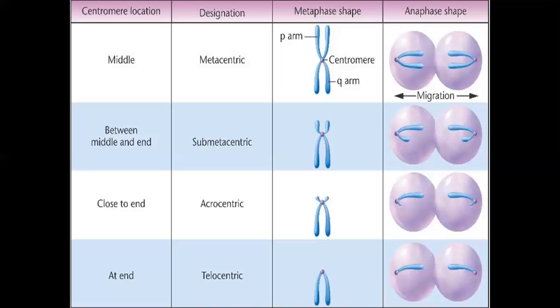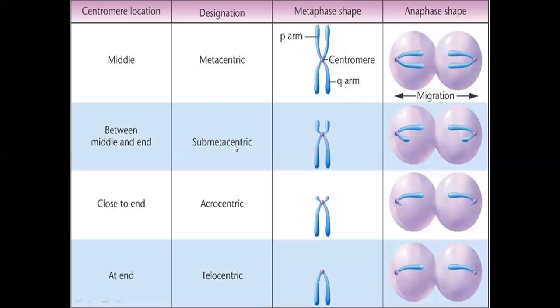In metacentric chromosomes, the centromere occurs exactly in the middle or at the center. That is, the two arms of the chromosome are equal. The P arm and the Q arm are equal in such chromosomes. And the metacentric chromosomes look V-shaped during anaphase movement. So this kind of chromosome is called metacentric.